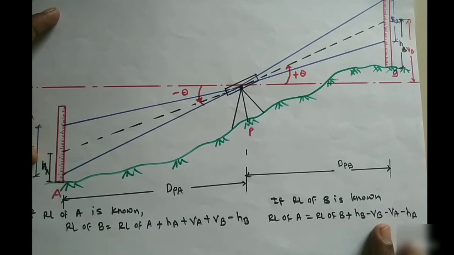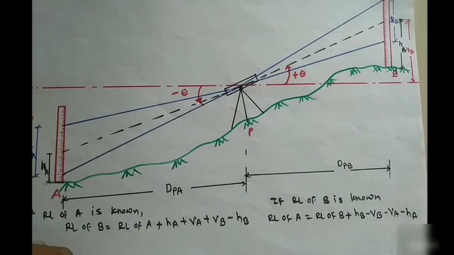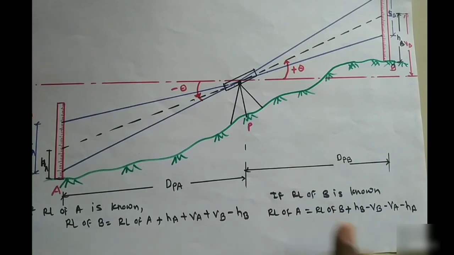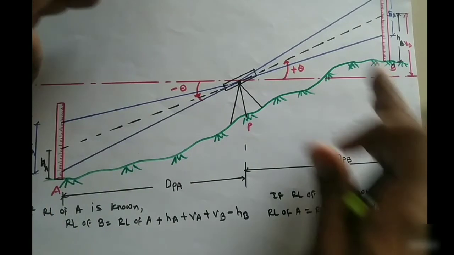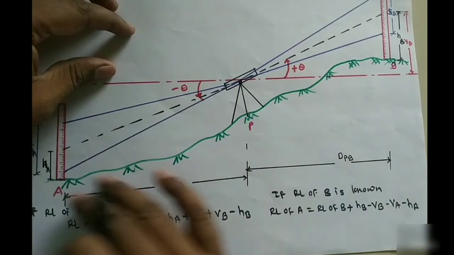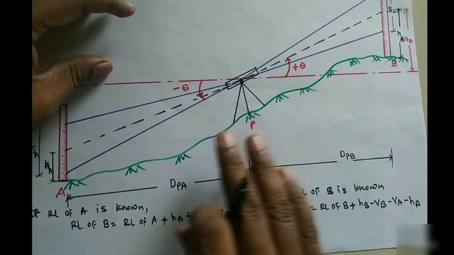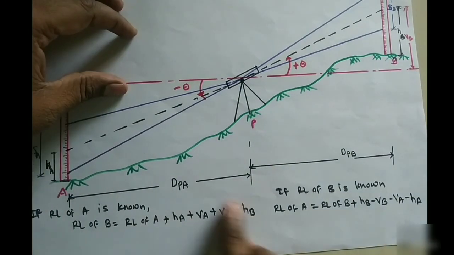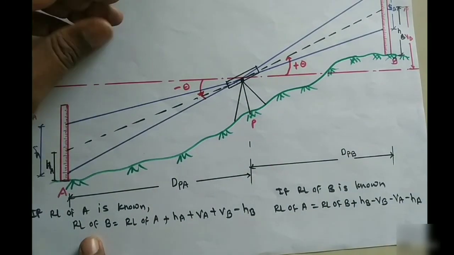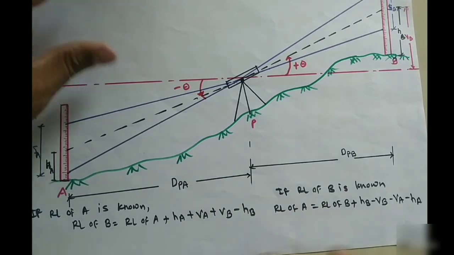Okay, so you need not remember this thing. Whenever questions are asked in the exam, you first have to draw the diagram roughly, and you have to find the required RL of the point by using these terms. Got it?